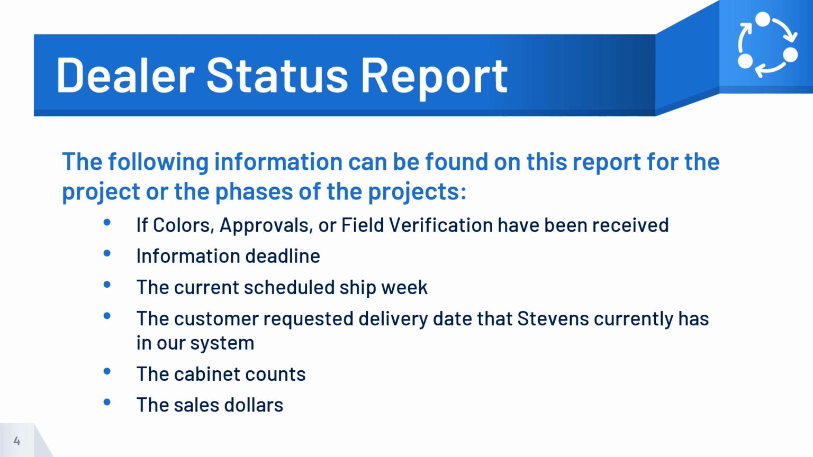The following information can be found on this report for the project or the phases of the projects. If colors, approvals, or field verification have been received. Information deadline. The current scheduled ship week. The customer requested delivery date that Stephen's currently has in our system. The cabinet counts. And the sales dollars.